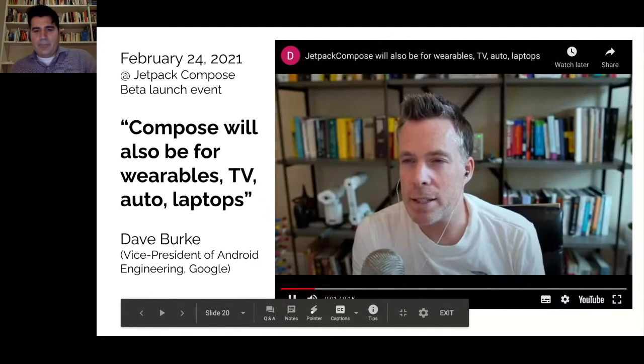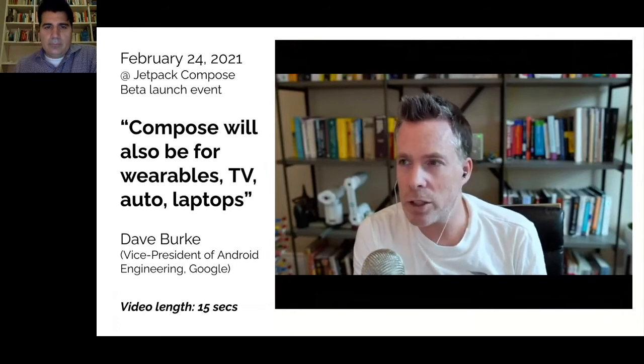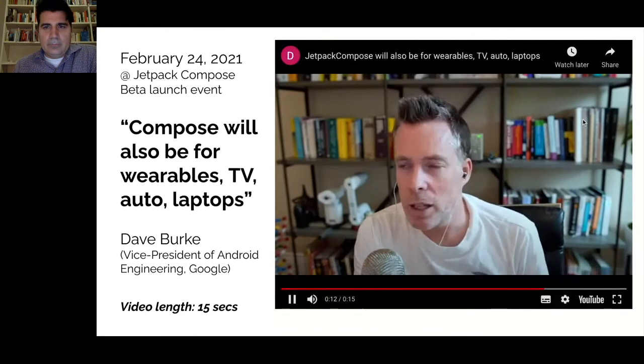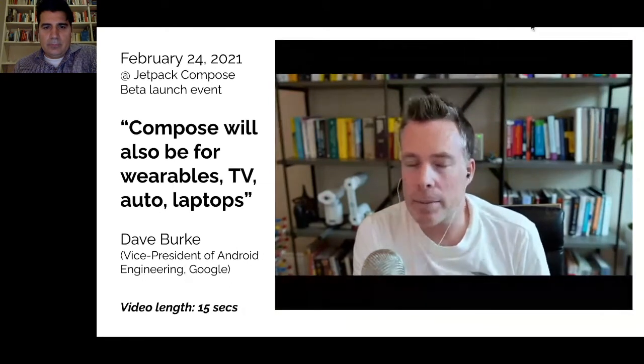Jetpack Compose sets us up for the next 10 years. And more than that, I think it's a flexible toolkit, and so it's not just for phones, but I think it's going to be for lots of form factors like watches, and wearables, TV, auto, tablets, laptops, and so I think it's going to serve us well.